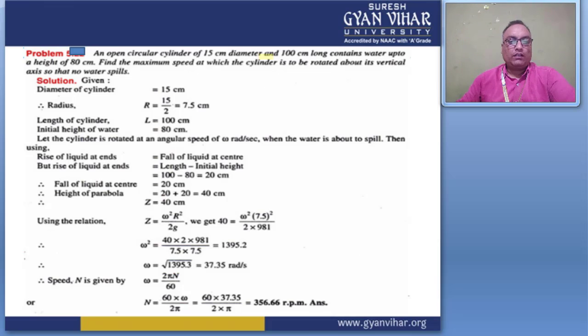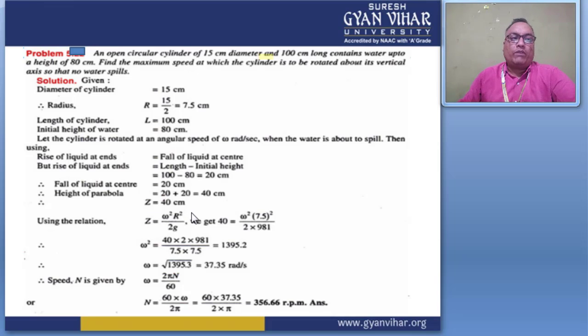For this case, the rise of the liquid at the end gives the fall of the liquid at the center. The rise of the liquid at the end is equal to length minus the initial height. Length is 100 and the initial height of the liquid is 80, so the difference is 20 cm. Then the fall of the liquid at the center is 20 cm, so the height of the parabola is 20 plus 20 equals 40 cm. So Z is 40 cm.